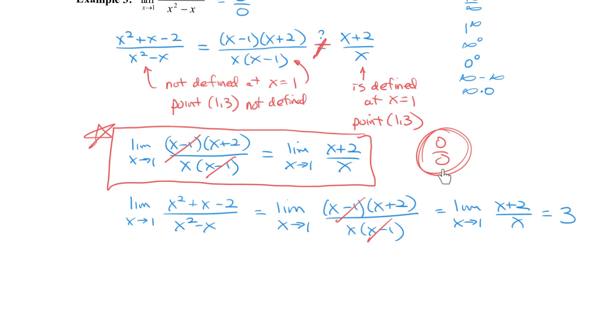Now remember, indeterminate could be literally anything. So it typically won't be 3. It'll typically be something else. But in this case, the indeterminate form of 0 over 0 turned out to be a 3. The limit of this expression is 3. Okay, one more thing I need to mention is this.